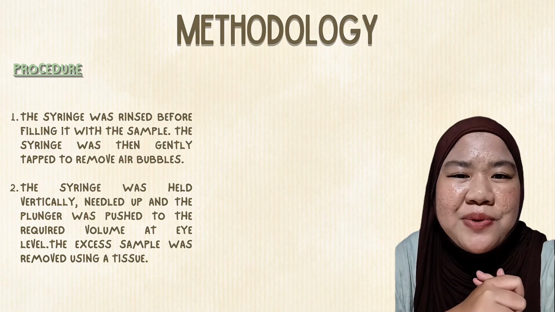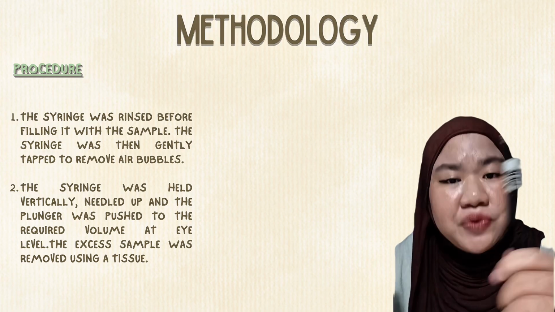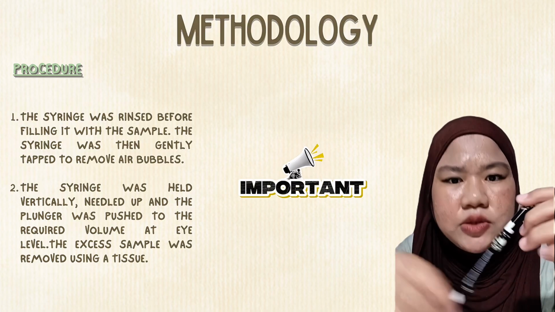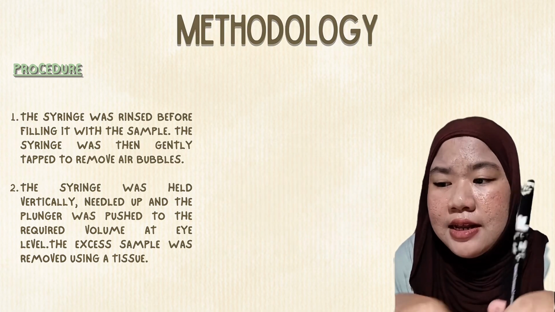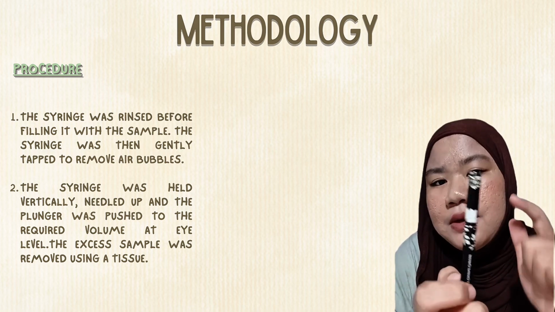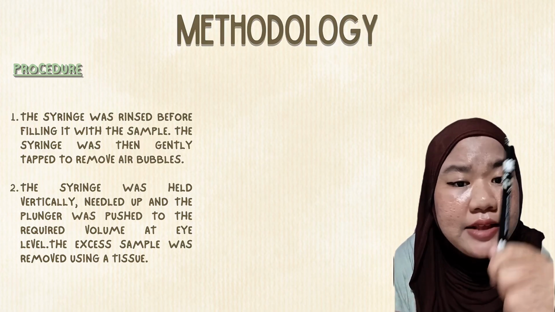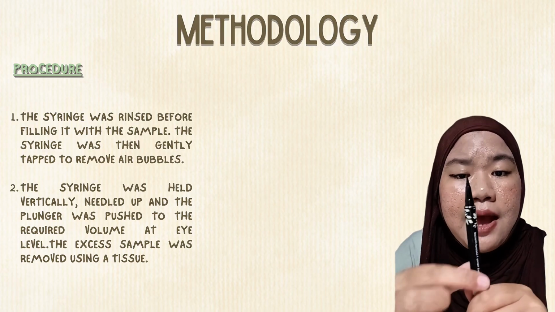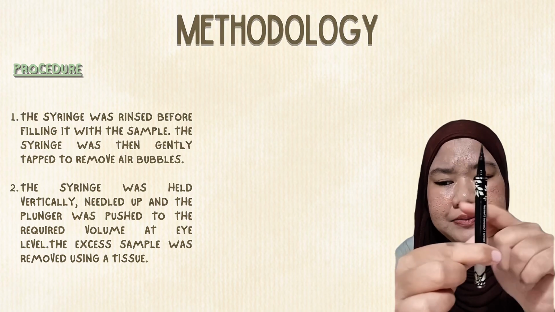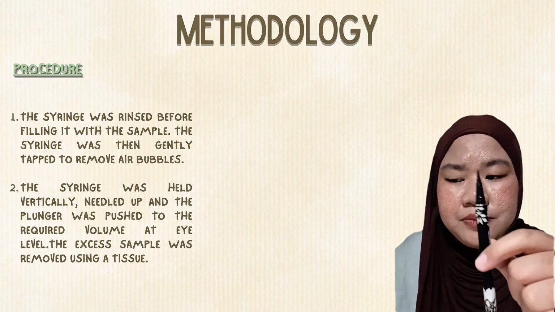So let's start with the sample injection procedure. Firstly, the syringe was rinsed before filling it with a sample. This is important to avoid contamination. And then the syringe was gently tapped to remove air bubbles, because air bubbles can affect the accuracy of the volume injected. Next, the syringe is held vertically with the needle facing up and the plunger was pushed to the required volume at eye level. The excess sample was removed using a tissue.